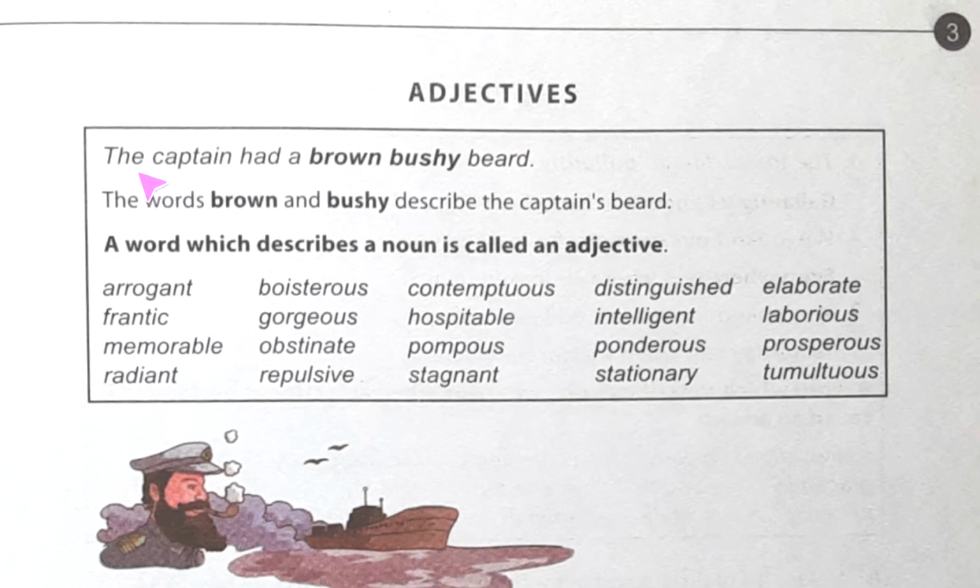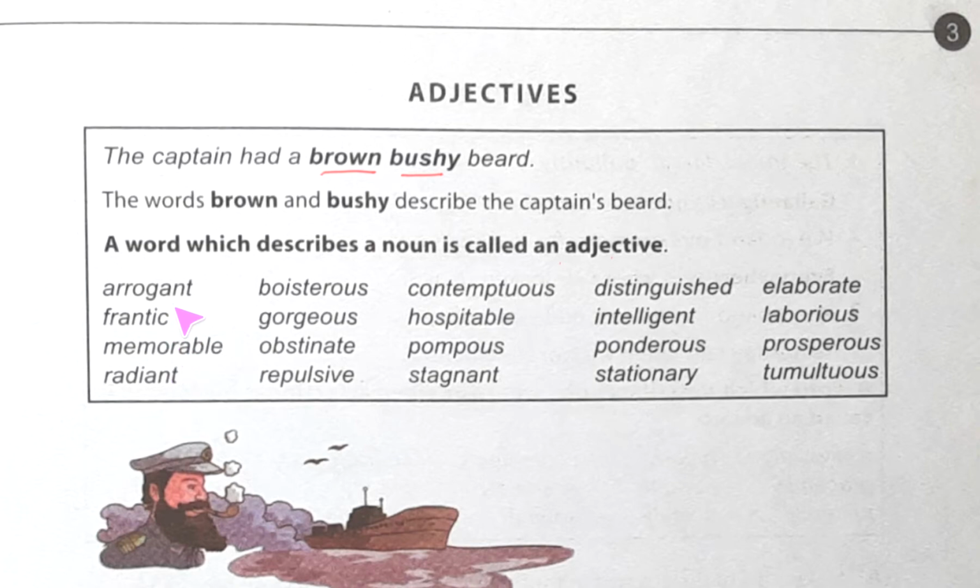Here one example is given. The captain had a brown bushy beard. The words brown and bushy describe the captain's beard, so these are the adjectives. Here it is written: a word which describes a noun is called an adjective, but you should remember that an adjective also describes a pronoun. Here there are some examples of adjectives.